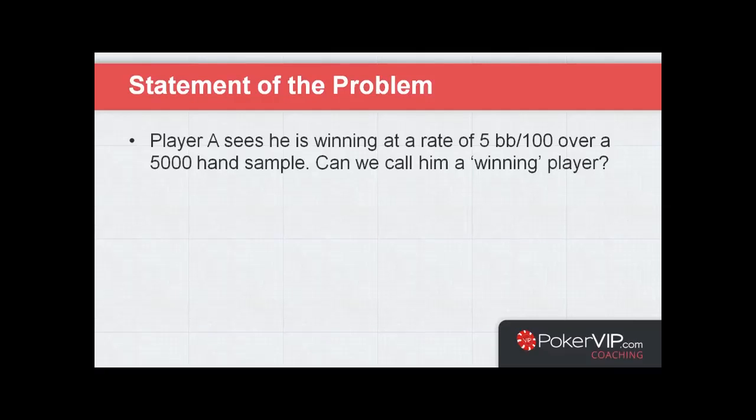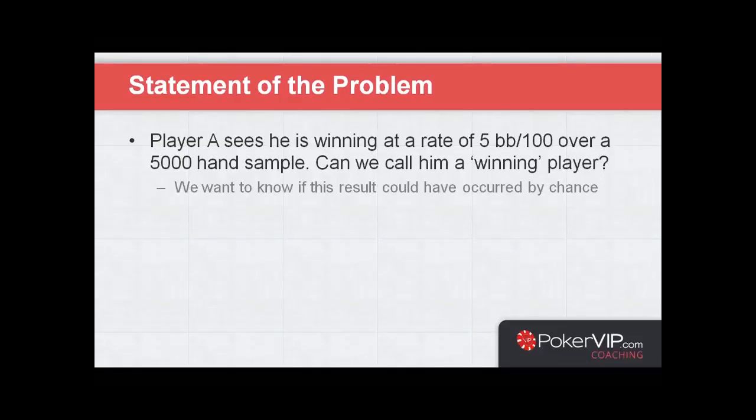Now, in order to pursue this topic, we are going to tackle this in a mathematical way. What we're really looking to do is to decide if this result that we see here from player A could have occurred by chance. This is actually a true indication of whether or not the player has a skill advantage, you might say, as opposed to strictly a card advantage, and which one of those is responsible for that 5 big blind per 100 win rate.